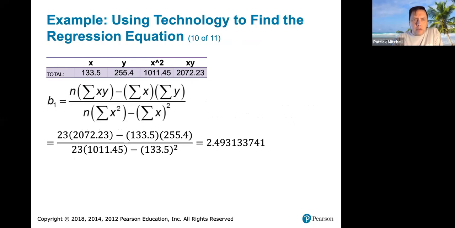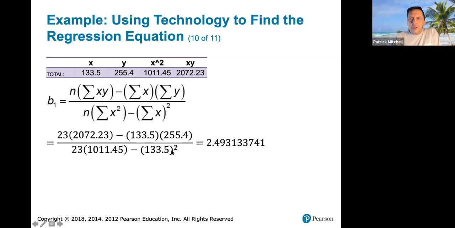The sum of the xy's is 2072.23. The sum of the x's is 133.5. Sum of the y's is 255.4. The sum of the x squareds is 1011.45. And then again, notice the difference between this and this. This is saying to square the x's first and then add them up. This is saying to add the x's first and then square the total. So that's why you see two different numbers here.